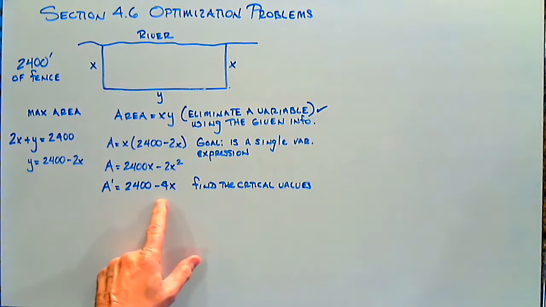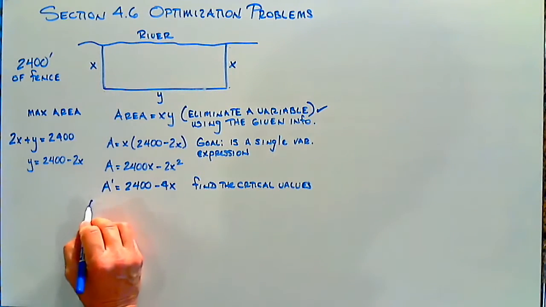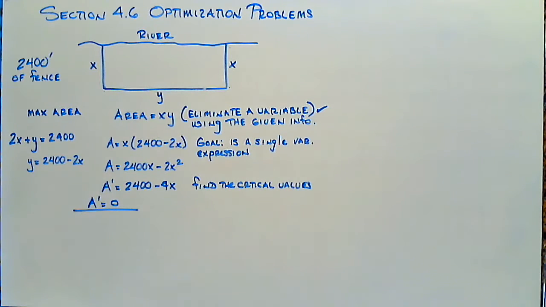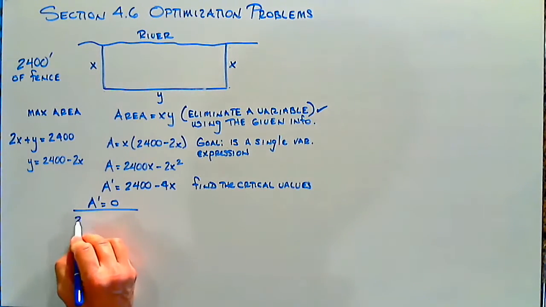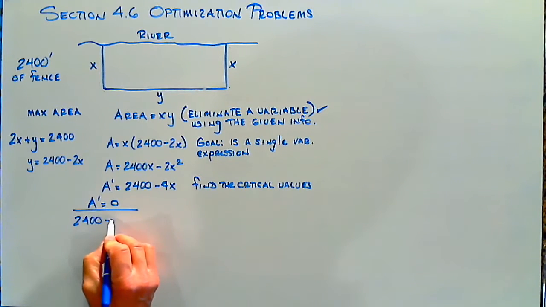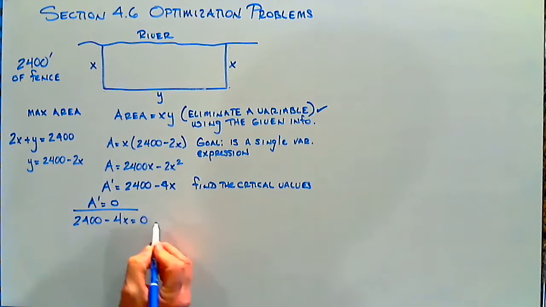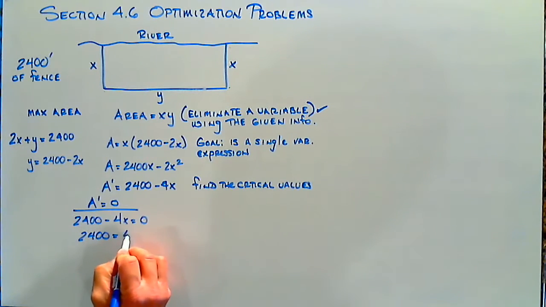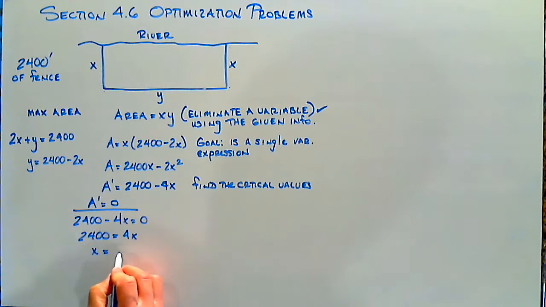So I'm going to take this, I'm going to set it equal to 0, right? That's what we said in my last video. I said I like to do it like this. I'm going to set A prime equal to 0 over here. And so we're going to have 2400 minus 4x equals 0. That gives us, of course, 2400 equals 4x. Or we get x equals 2400 over 4, which is 600. And so our proposal right now for one of our critical values is x equals 600.